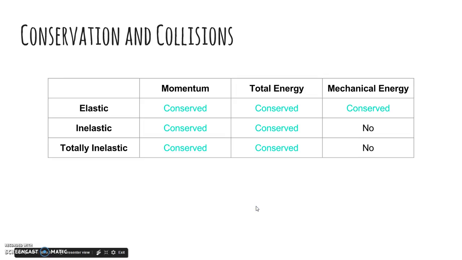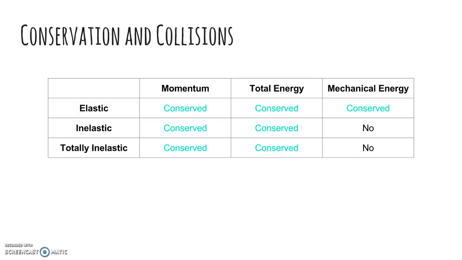So now, with conservation and collisions, we can talk about the law of conservation of energy and the law of conservation of momentum. We'll explain the equations behind those in a minute, but the idea is that the kinetic energy in equals the kinetic energy out, and the momentum in equals the momentum out. Momentum is always conserved. That is what you need to know here.